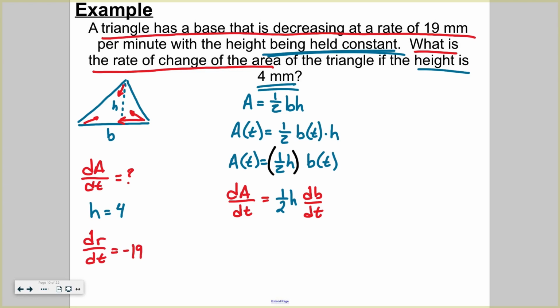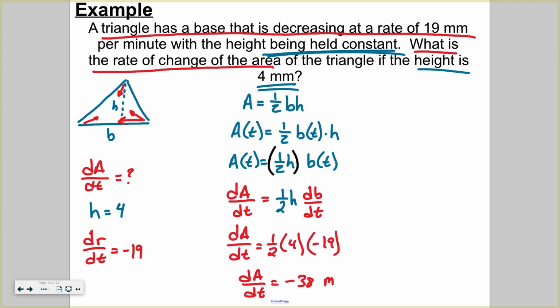And now we can just plug and chug. So dA/dt is going to equal 1/2 times 4 times negative 19. So dA/dt is going to be negative 38. And since this is an area, that means that our unit is going to be squared. So it's going to be millimeters squared per minute, or squared millimeters per minute. And that is our change in area. Our area is shrinking at a rate of 38 square millimeters per minute.